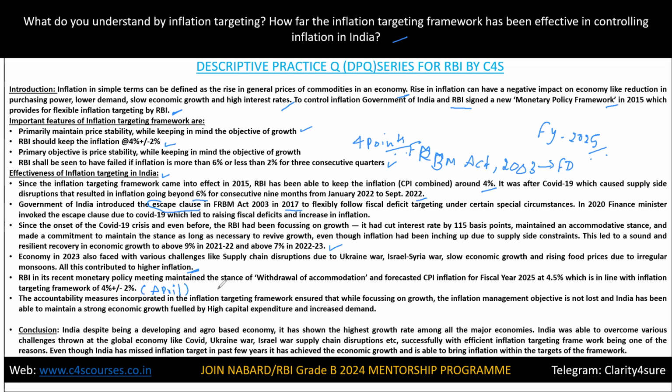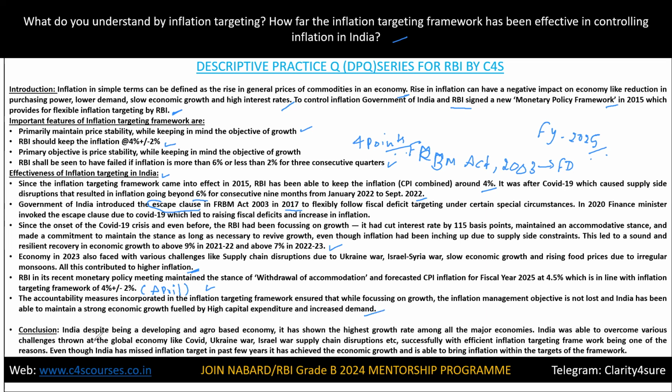Next, last point, students. The accountability measures incorporated in the inflation targeting framework ensured that while focusing on growth, the inflation management objective is not lost, and India has been able to maintain strong economic growth fueled by high capital expenditure and increased demand. These are the points, students. This is how you have to write the answer.